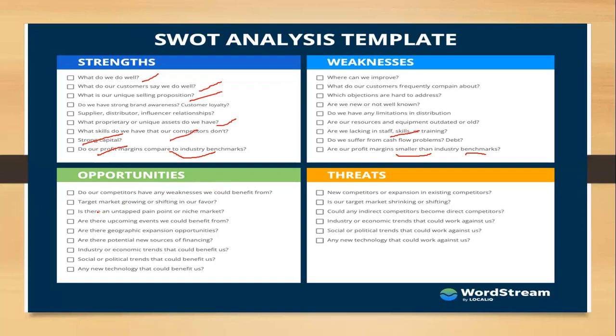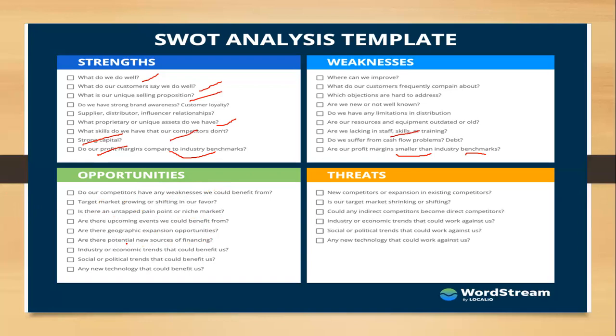If there is any weakness of a competitor that we can benefit from, through its pricing strategy or its policy, anything like that. Is the target market growing or shifting in our favor? Again, it's a good thing. Is there any untapped pain point in our niche market? Again, it's an opportunity. Are there upcoming events we could benefit from? Any upcoming event, we have to take that event in the form of an opportunity and we have to get the benefit from it. Are there geographical expansion opportunities?